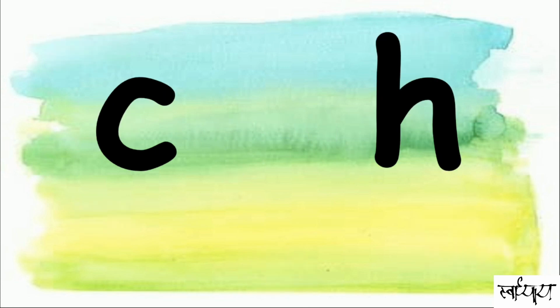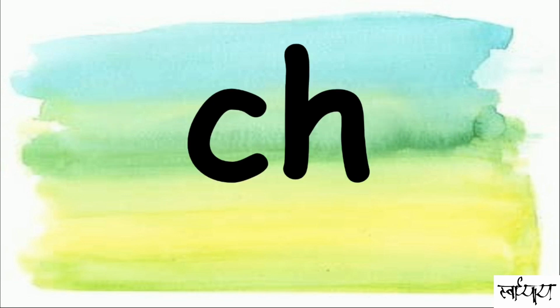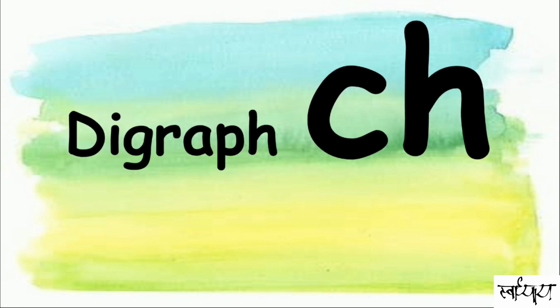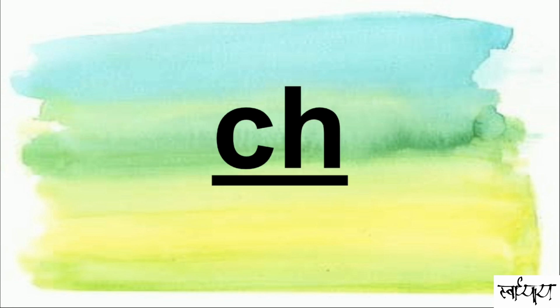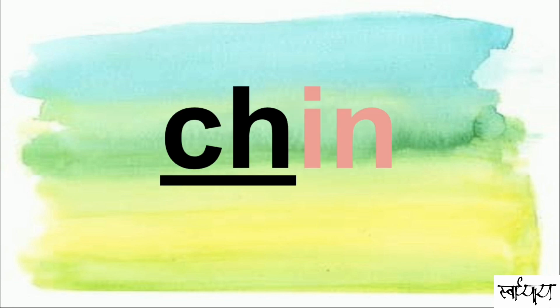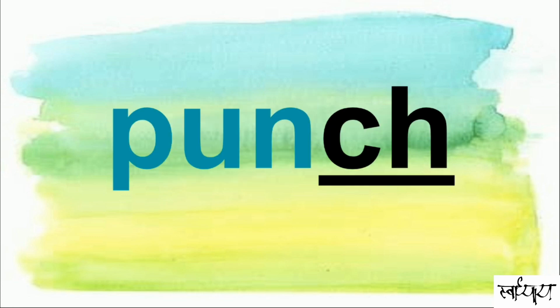The consonants C and H come together to make the sound ch, ch, ch. Some words begin with the digraph ch, like chin, chin. Some words end with the digraph ch, like punch, punch.